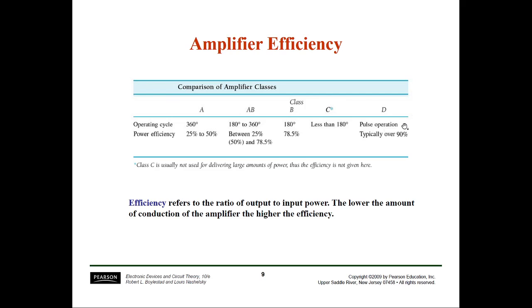For digitized operation, that is on-off operation, we are using class D. The efficiency is typically 90 to 95%. Efficiency means the output power divided by the input power. So the lower the conduction of the amplifier, the higher the efficiency. Here you will find lower conduction, that is 180 degrees, so you will find higher efficiency.